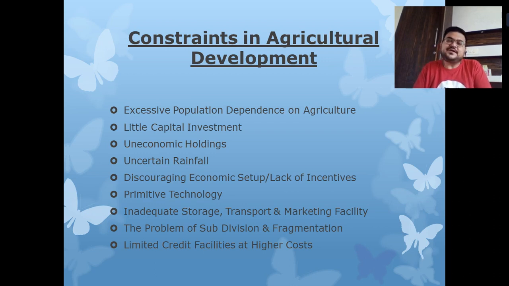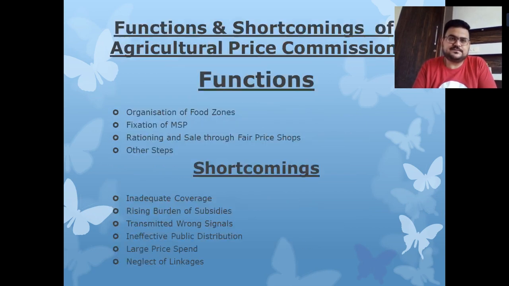There are very limited credit facilities which are available at a higher cost. There are no loans available. Credit facilities means loan. There is no way that we can get a loan very easily. If we are getting a loan easily, then we have to pay higher rates of interest. So these are certain limitations or constraints in the development of agriculture.